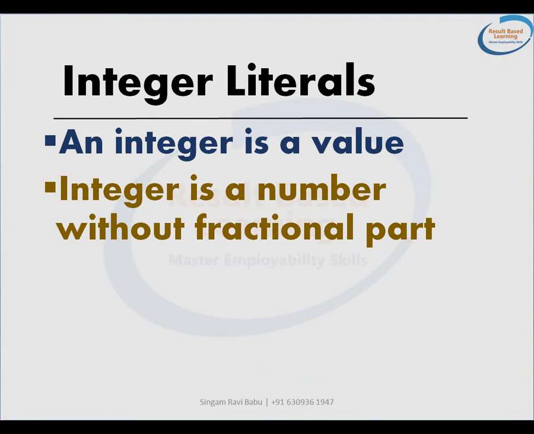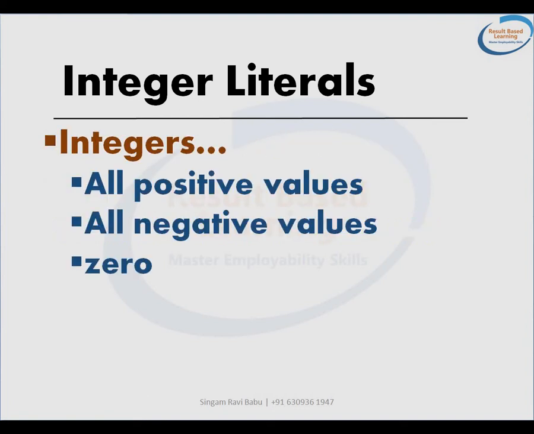There are different types of literals. First, let us look at integer literals. An integer is a value. An integer is a number without a fractional part. That means integer numbers don't have a decimal point. Integers are all positive values without a fractional part, all negative values without a fractional part, and 0.